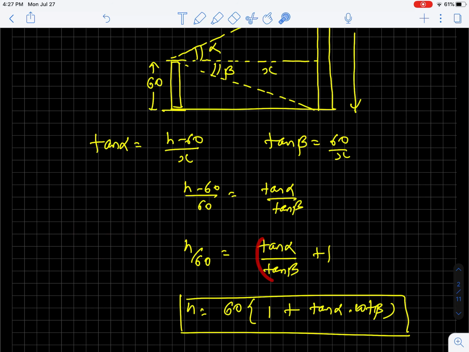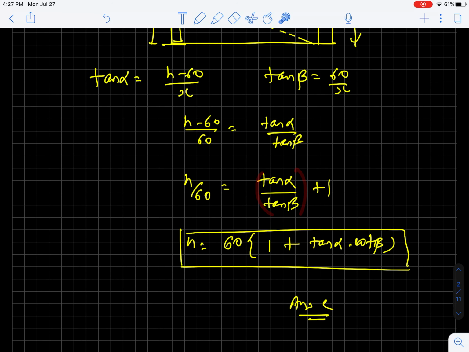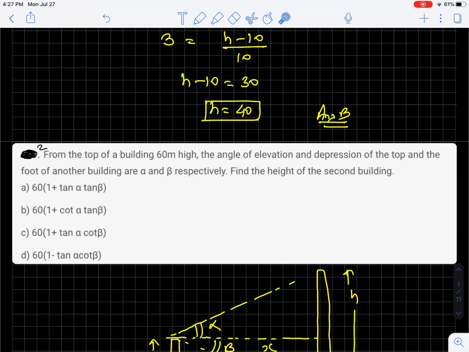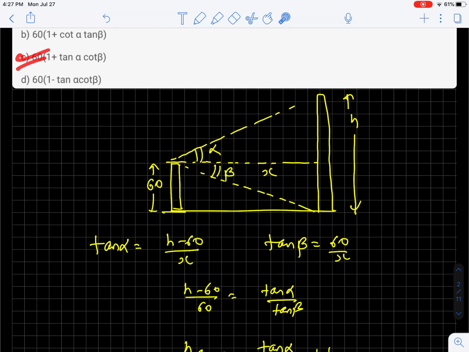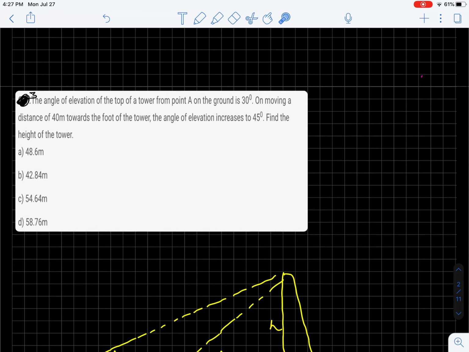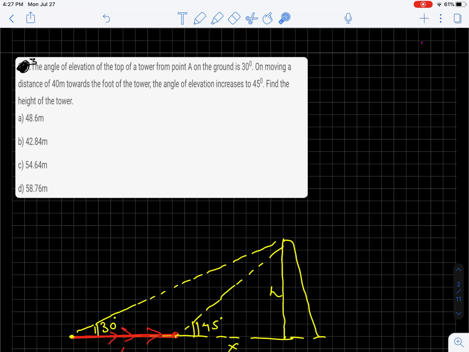Then h by 60 is equal to 1 plus tan alpha times 1 by tan beta, and 1 by tan beta you can write as cot beta. And the answer is h equals 60 into (1 plus tan alpha cot beta). Then the answer is option C. Okay. There's one more discussion.